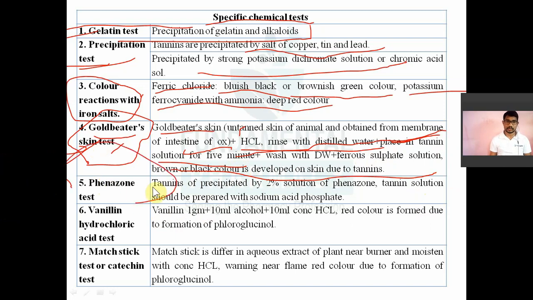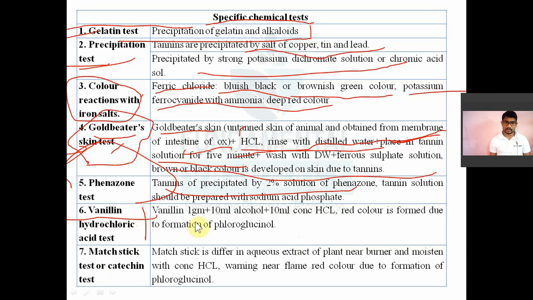It is a specific test for identity. Next is the pinazone test. Tannins are precipitated by a 2% solution of pinazone. The tannin solution should be prepared with sodium acid phosphate. First you prepare the tannin solution with sodium acid phosphate, and then you add pinazone solution. Tannins are precipitated by 2% pinazone solution. You will get a precipitate.